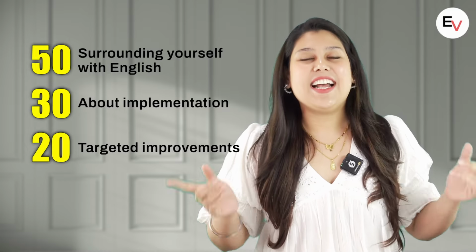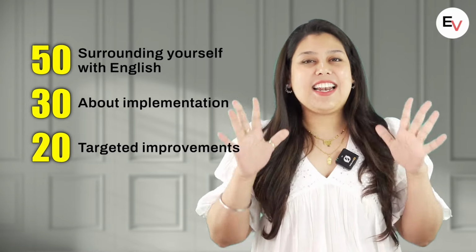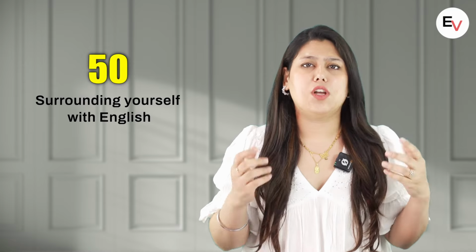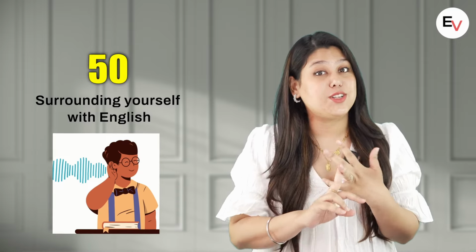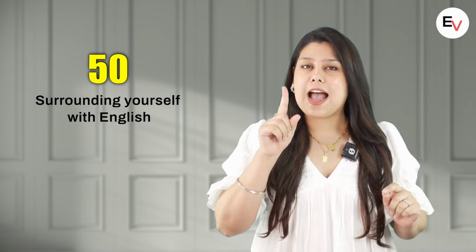Simple, right? So now that you know what is this 50, 30, 20 method, let's understand how should you go about it. Let's start with the 50 part. So the 50 part majorly focuses on immersing yourself, surrounding yourself with this language. You can start with the basics like watching, reading, listening to good English content. This will give you a lot of exposure to English, and along with that, you will learn many new things.